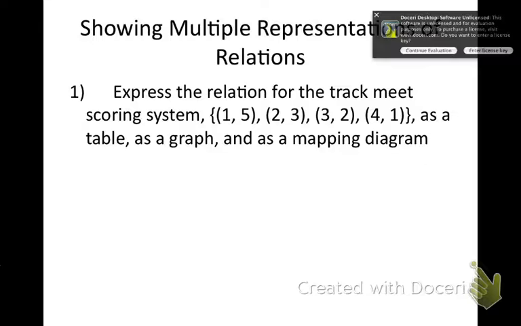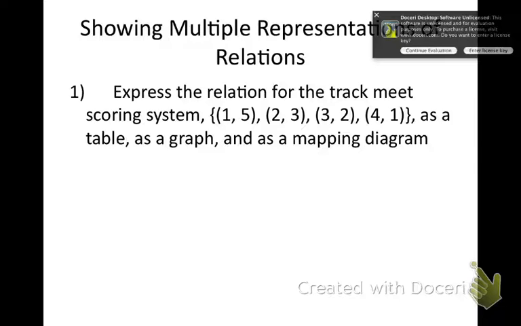All right, so let's look at number 1 here. We want to express the relation for the track meet scoring system. Now, some of you that have not been persuaded enough do track instead of baseball. It's all right. For now. But really what that means here is in a track meet, if you get first, you get so many points for your team. If you get second, you get so many points. Third, you get so many points. Okay? Well, you can express this in a lot of different ways.